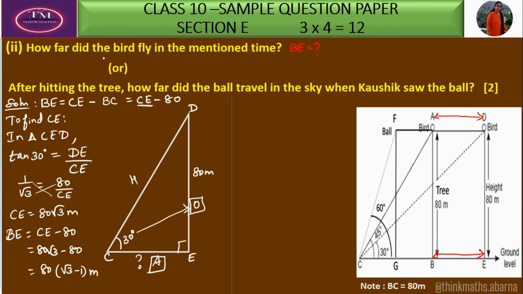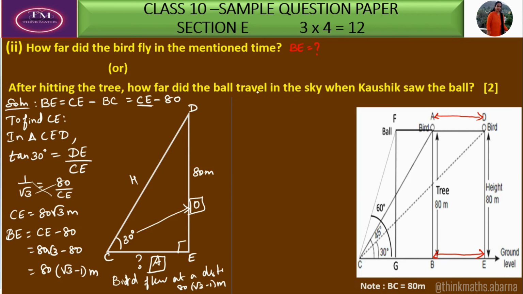So BE. How far did the bird fly in the mentioned time? So the bird flew at a distance 80 into root 3 minus 1 meter. Okay, this is the answer.